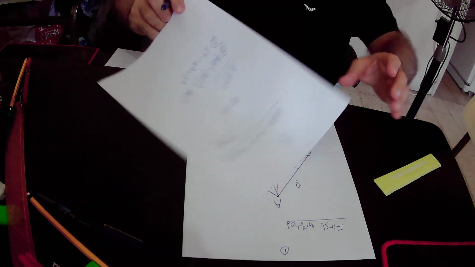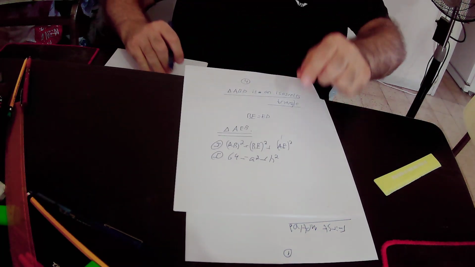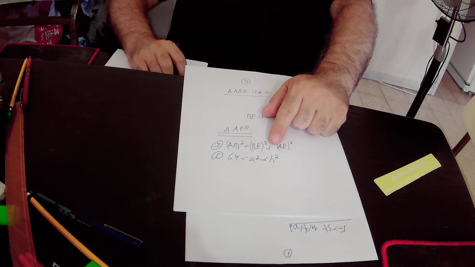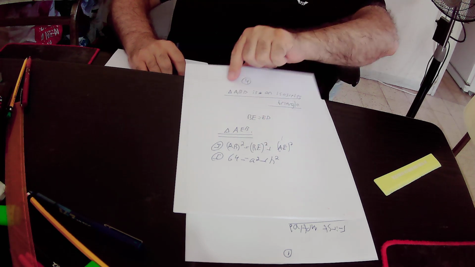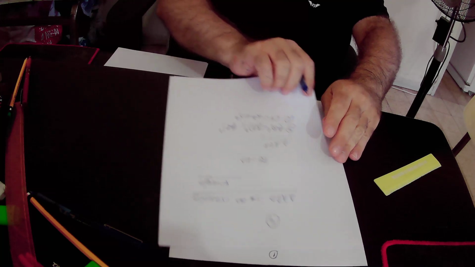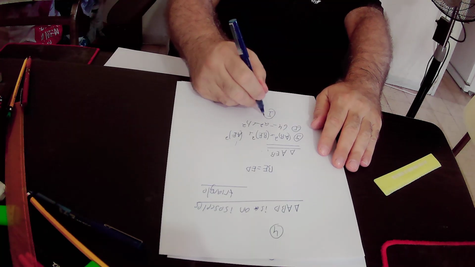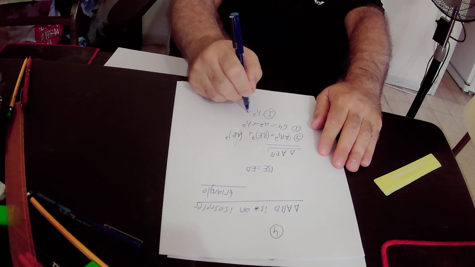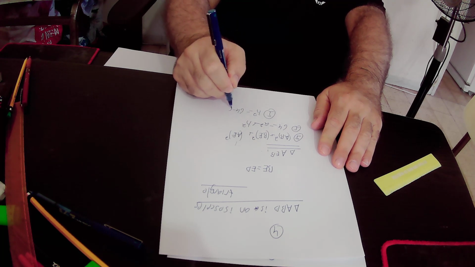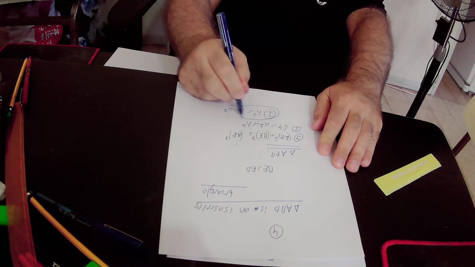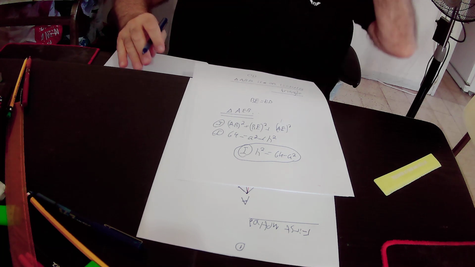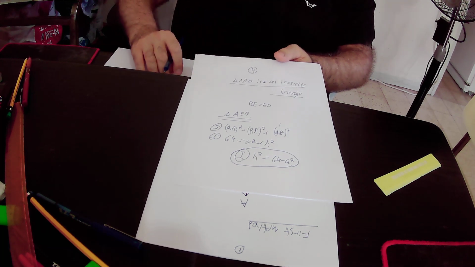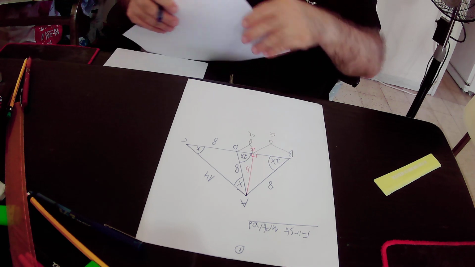Okay, so equation number 1 states that 64 equals a square plus h square. Here we will subtract a square from this equality, and we will get that h square equals 64 minus a square. Okay, h square equals 64 minus a square.